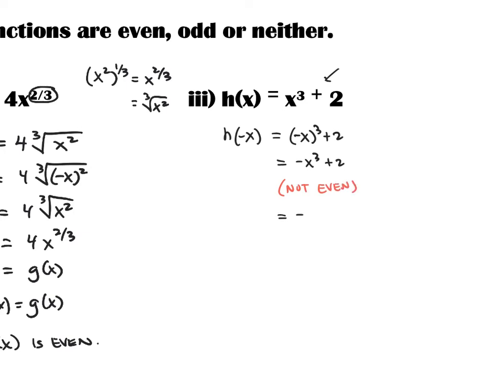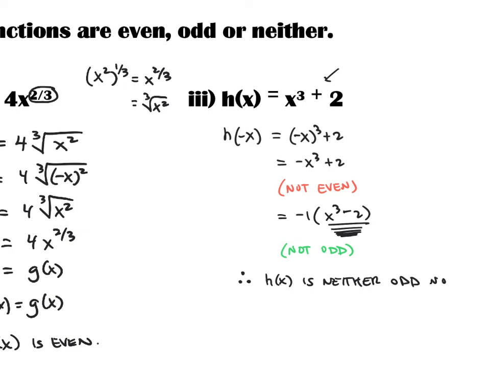Therefore, I'm going to take out a negative 1. That leaves me with x cubed minus 2 on the inside. And this is not equal to negative h of x, because this is not h of x right here. Okay, so since it is not equal to h of x and it's not equal to negative h of x, it's not odd. Therefore, h of x is neither odd nor even.